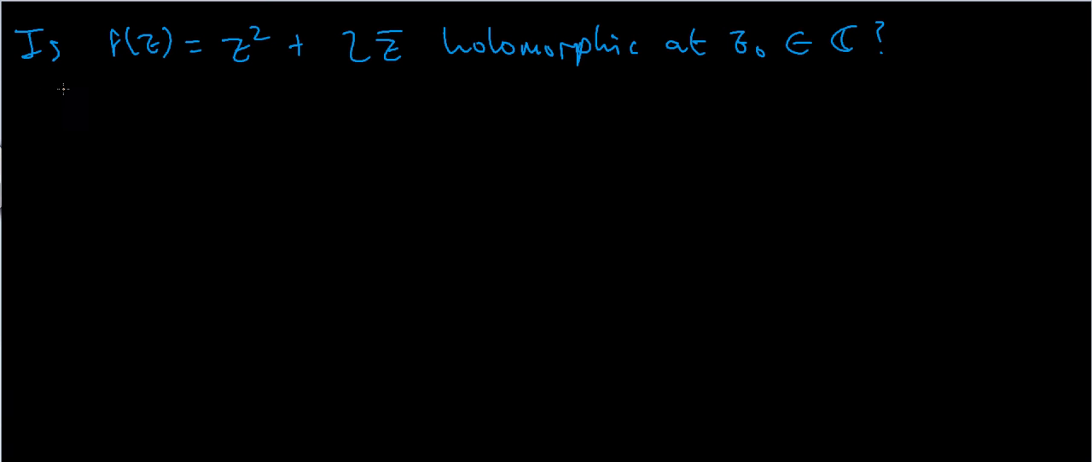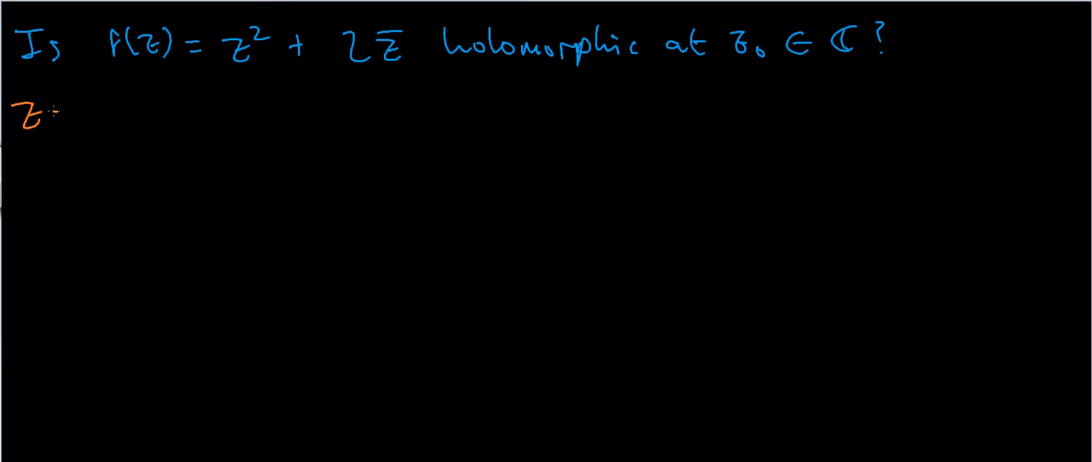Okay, so in this video I want to answer the question of whether or not the function f of z equals z squared plus 2z bar is holomorphic at any point z0 in the complex plane. And here f is a function mapping complex numbers to complex numbers. So the first thing I want to do is write z as a complex number.